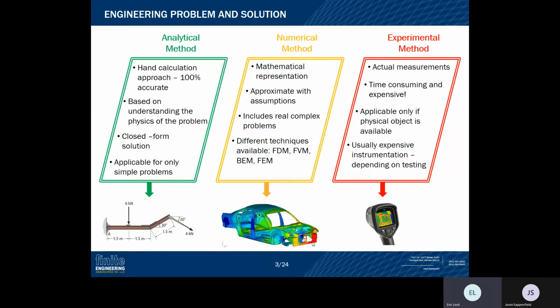So this means that you lose that iterative design process along the way. It's usually very expensive instrumentation, but it depends on what kind of testing you're doing, whether it's vibration testing, maybe a static load, or some kind of thermal analysis. But I think the main takeaway here is that you have to have the actual physical product. So instead of this virtual design process, you have this older school way of thinking. But these are our three techniques that we generally use to solve engineering problems.